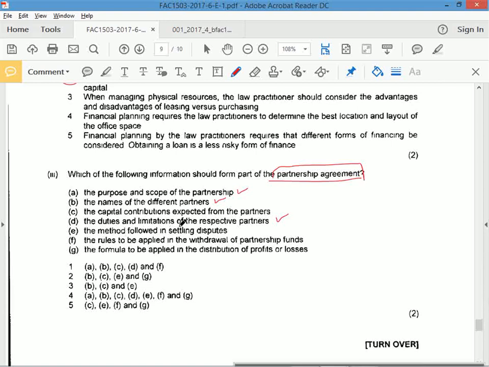No, that wouldn't be something that you would have to specifically outline. You could, but they're saying should form part of the agreement. Rules to be applied in the withdrawal of partnership funds. The formula to be applied in the distribution of profits. Okay, formula doesn't sound right. It should be profit sharing ratio.